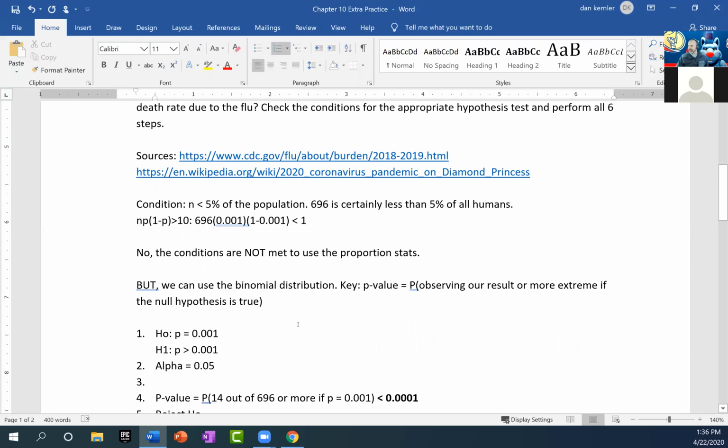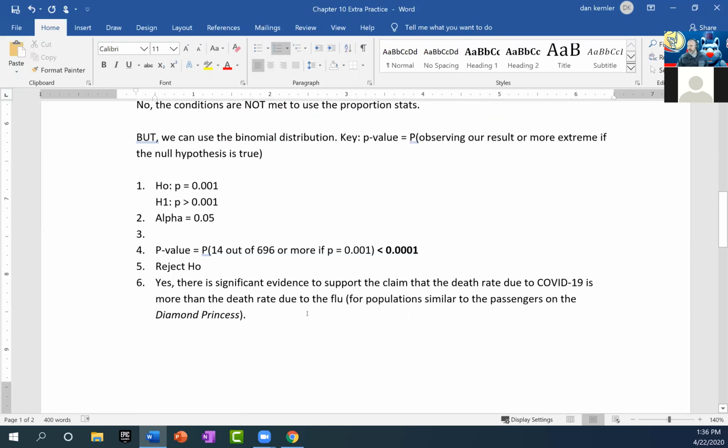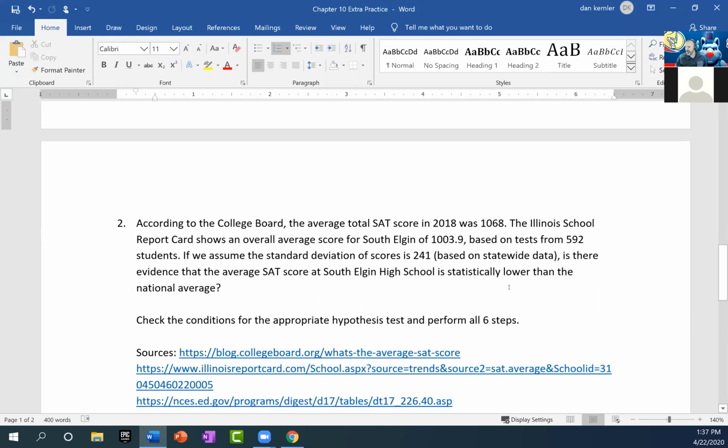That was an interesting example, and it does kind of show the proportional is the only one you can do this. If your check fails, you can just use the binomial distribution. The other ones, if your check fails, you're out of luck. So that one's interesting. All right, and then I have one more example.